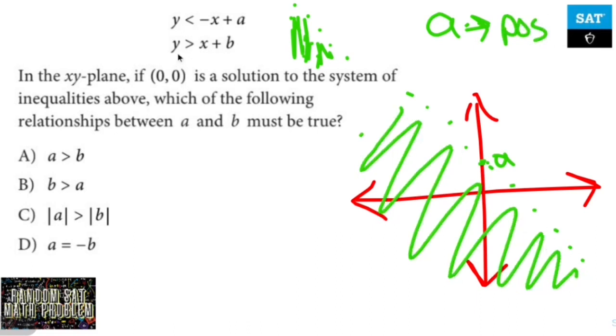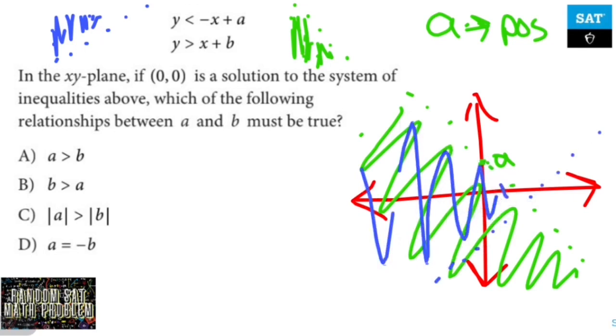What else do I have? I have y is greater than x plus b, where x has a positive slope. So I have a slope that looks like this. It's a dashed line once again. I'm shading above the line, and (0, 0) has to be somewhere above the line. So I'm going to have a dashed line that looks like that. If that's B, B has to be negative. So A is positive, B is negative no matter what.